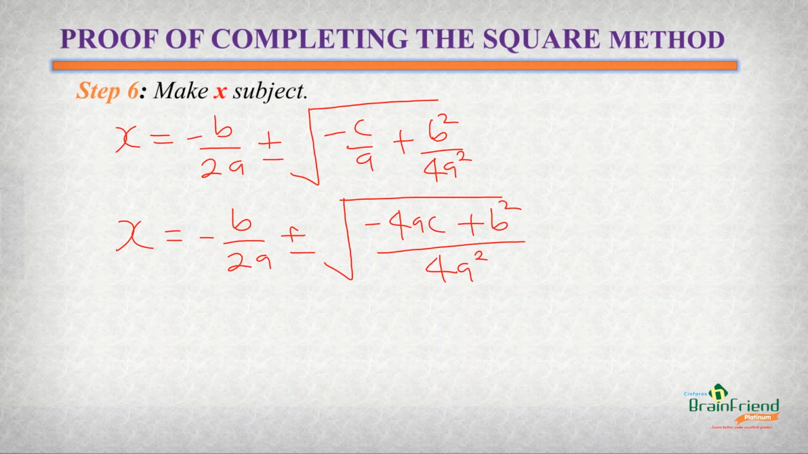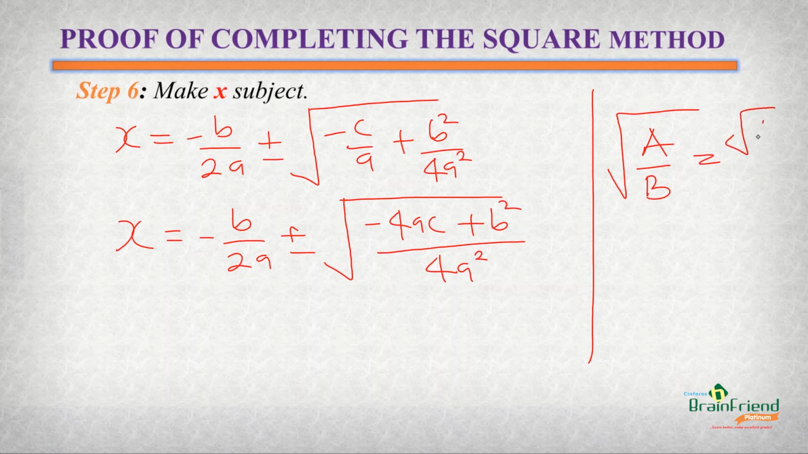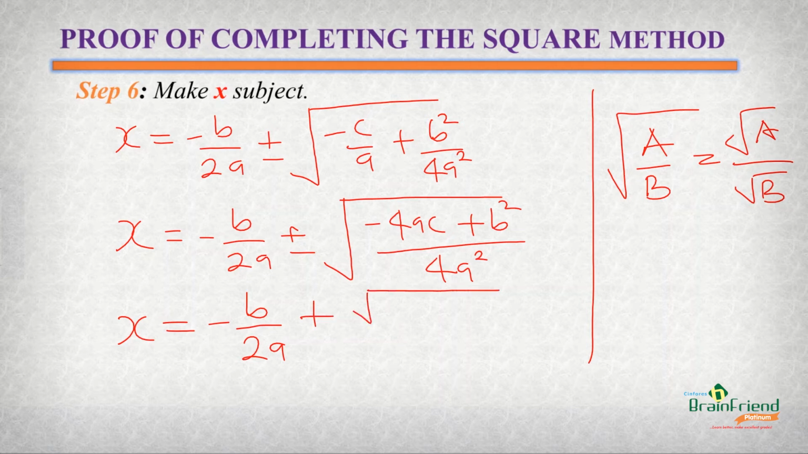Now we are going to take the square root of the numerator and the denominator. And you know from your surds that if you have square root of a over b, it is the same thing as saying square root of a over square root of b, right? So let's apply that here. We will now have x is equal to minus b over 2a plus or minus square root of numerator, which is minus 4ac plus b squared over square root of the denominator, which is 4a squared.